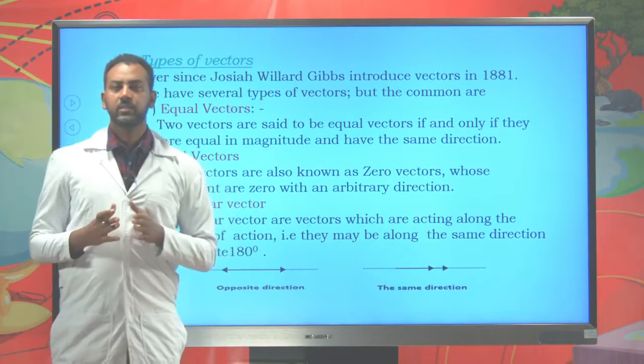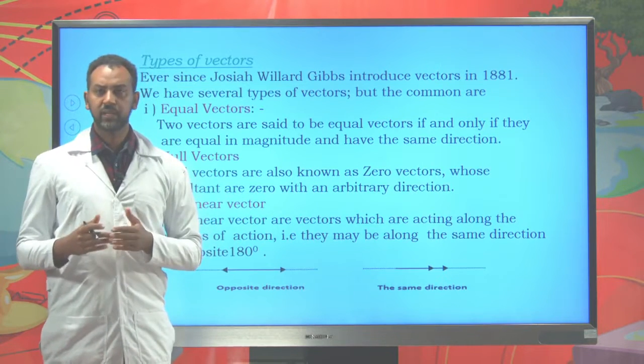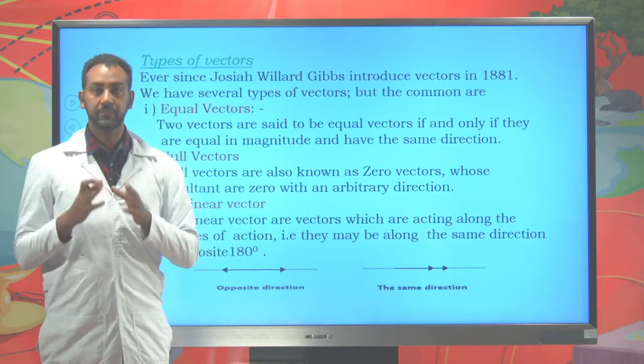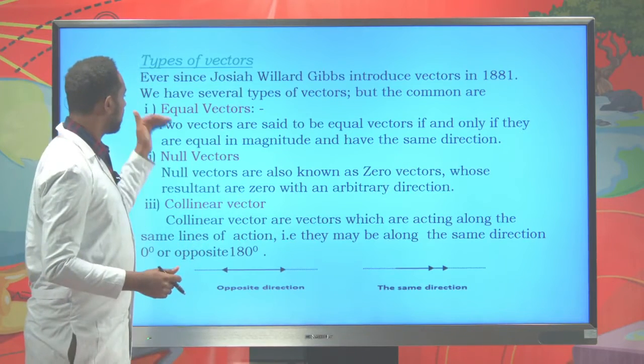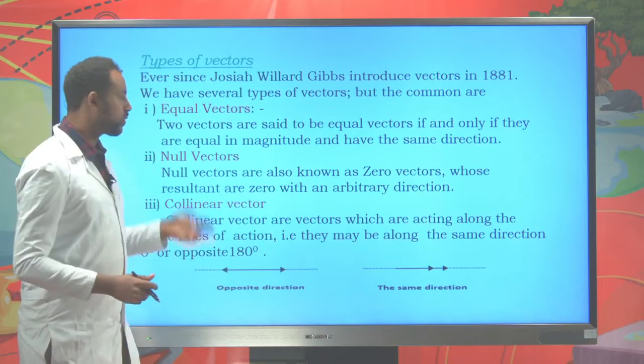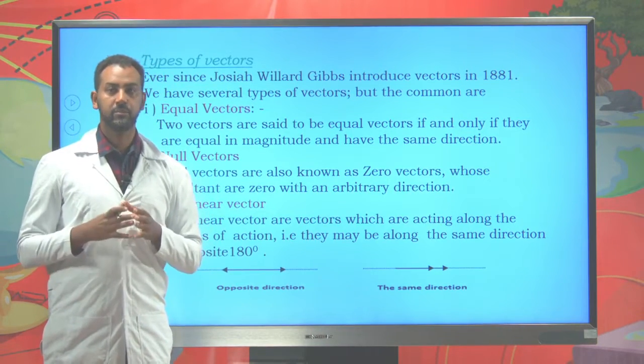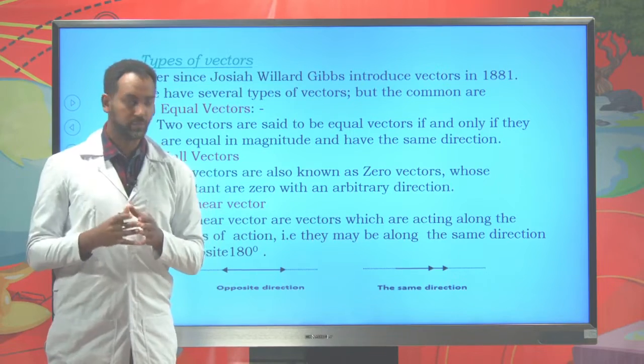Now let's classify the types of vectors. There are different types of vectors. Mainly in mathematics we have several vectors, but in physics we mainly focus on some of them, and these are equal vectors, null vectors, collinear vectors, coplanar vectors, and unit vectors. These are the main vectors that we need to focus on.